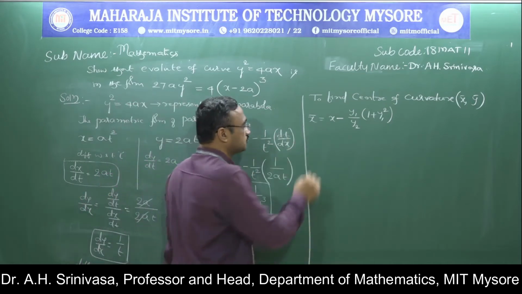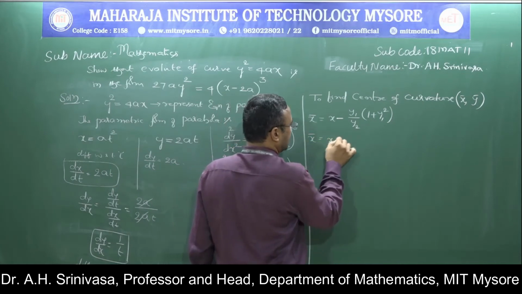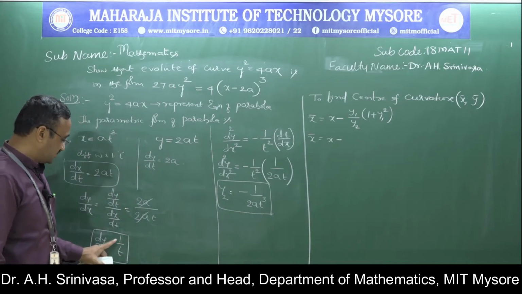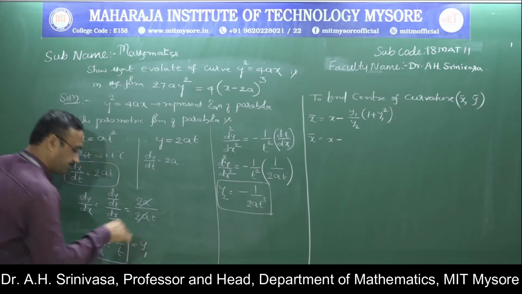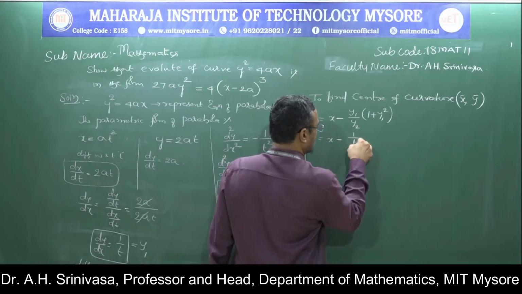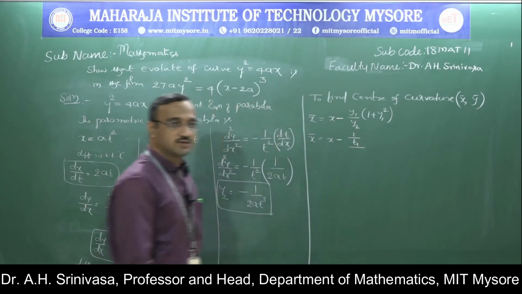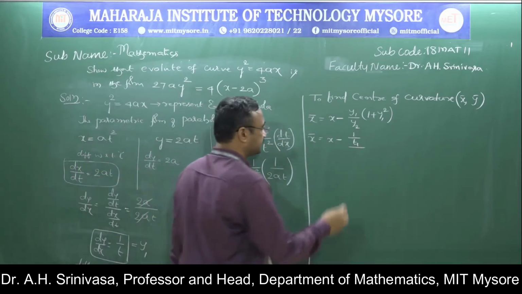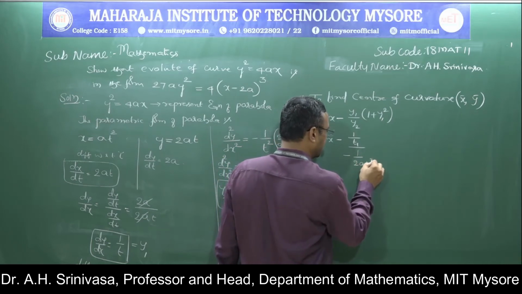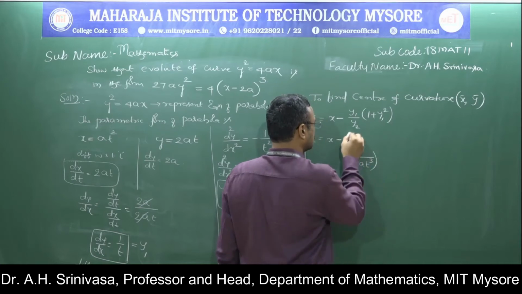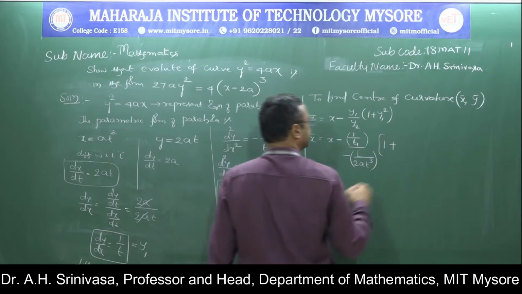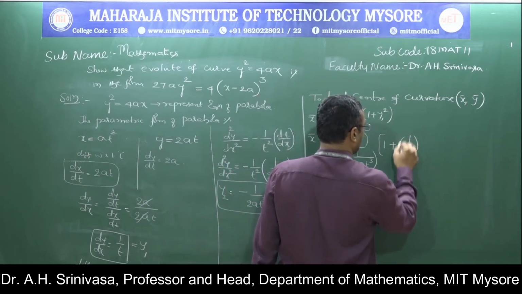Make a substitution. You have to write x bar equal to x minus. What is y1 now? See here, y1 is, or simply this one we call y1, it is 1 by t. You have to write down here, in place of y1, 1 by t, then whole divided by y2, minus 1 divided by 2a t power 3, into 1 plus, again use this relation, 1 plus t whole square.